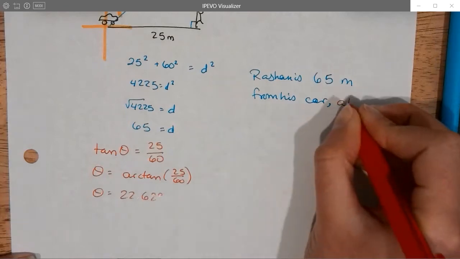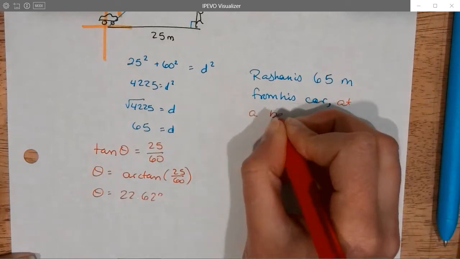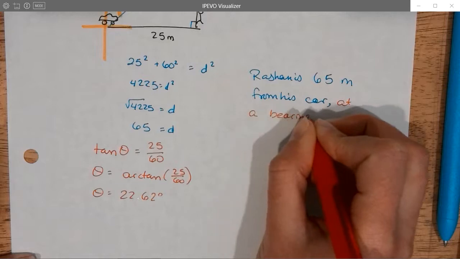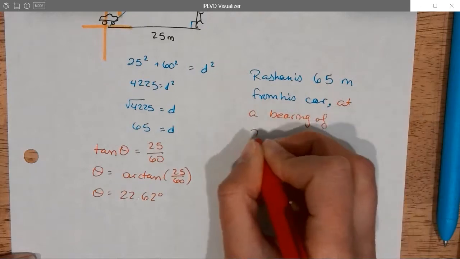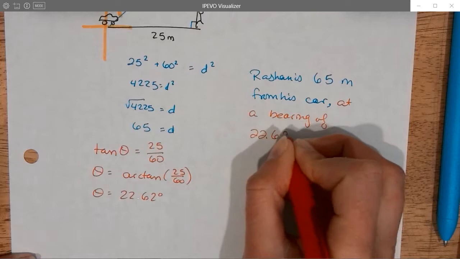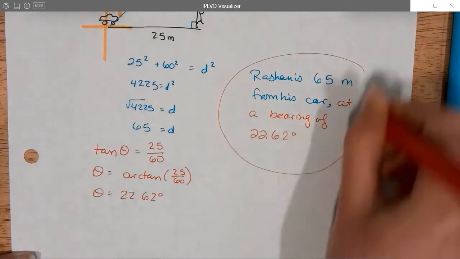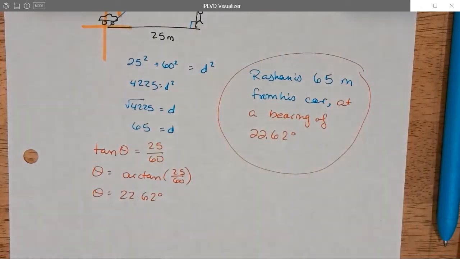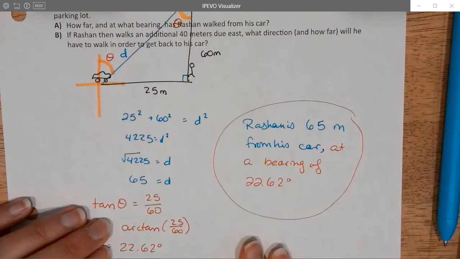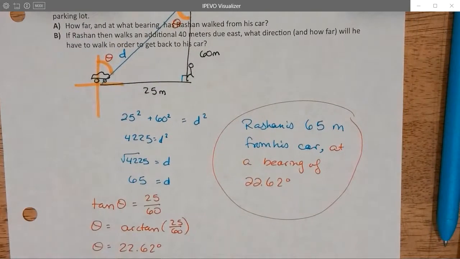So at a bearing of 22.62 degrees. Okay, that answers the first part of the question. The first part of the question was how far and at what bearing did he walk from the car? Part B, if he then walks an additional 40 meters due east, what direction and how far will he have to walk in order to get back to his car? Okay.